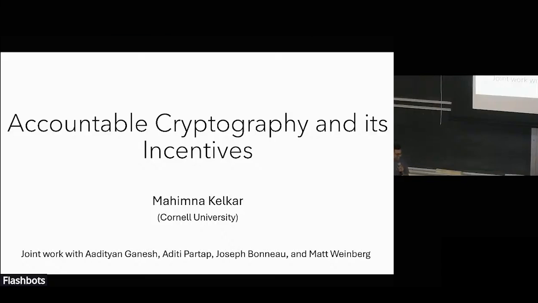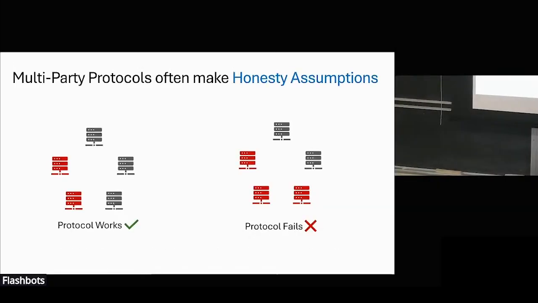So, all right. Anyways, today I'm very excited to talk about some recent work on the incentives of accountable cryptography. This is joint work with Aditi Jobano and Matt Weinberg. So the starting point is, as we all know, multi-party cryptographic protocols, multi-party protocols in general, make a lot of these honest majority or honesty of a quorum kind of assumptions. So for example, there's a lot of protocols that work when you have, say, 2 out of the 5 nodes corrupt, but completely fail when 3 out of the 5 nodes are corrupt. And a common goal that we have in mind is, can we detect these protocol failures when they happen, and what can we do to fix them?